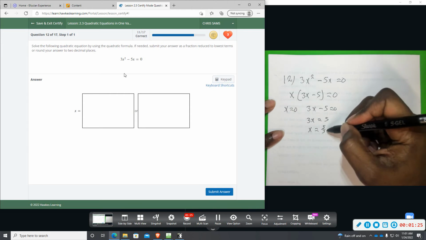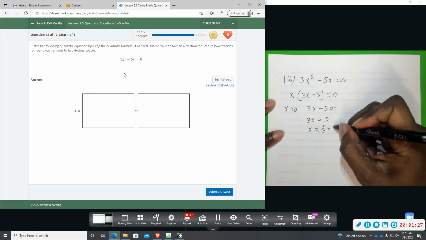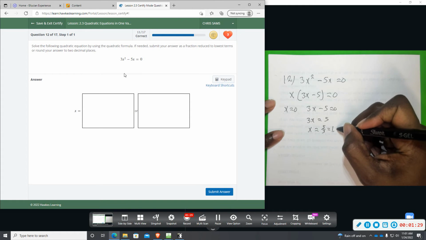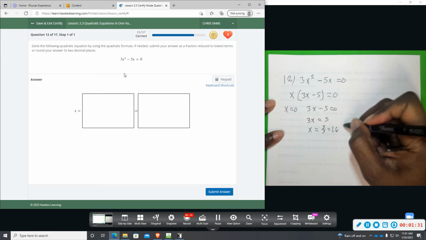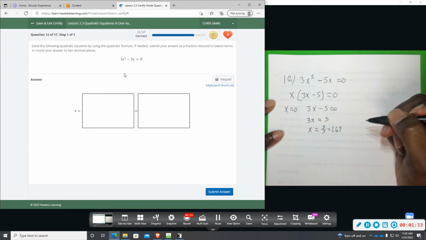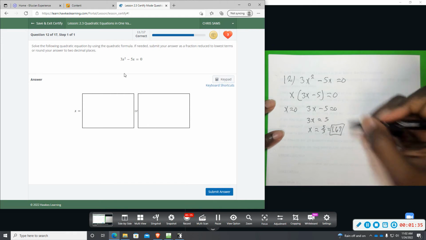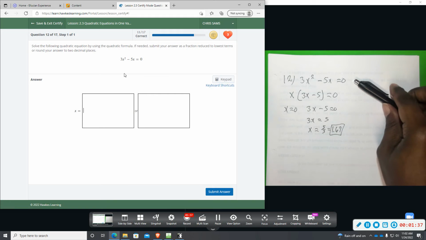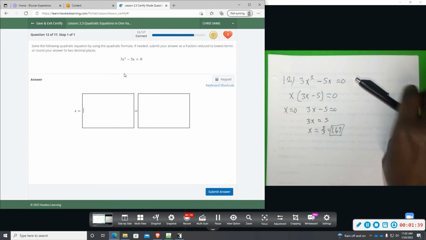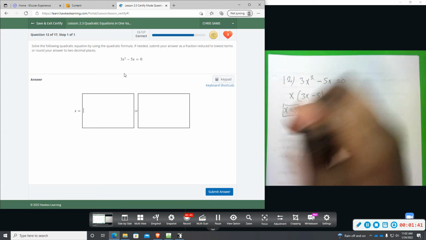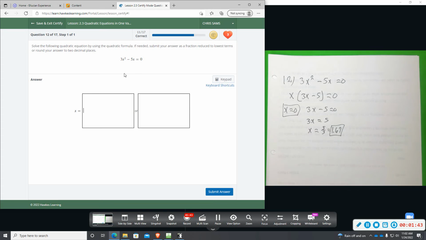And if you were to convert that to decimal form, that would give you 1.6 repeating, or you can round it to 1.67. So 5 over 3 or 1.67 when you round it. So let's see if they will take it. It says you can round it to 2 decimal places, so I'm going to put in 0 and 1.67. Now, that is the factoring method.